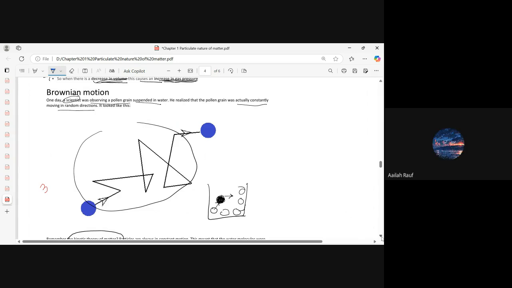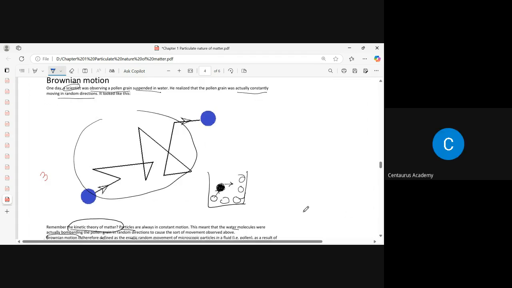Yes. Okay, next up we have Brownian motion. The scientist named Brown observed under a microscope that a pollen grain suspended in water was moving around constantly in random directions. And he proposed, just by looking at this pollen grain, that the water molecules were bombarding the pollen grain, causing it to move in random directions, having its erratic random movement.